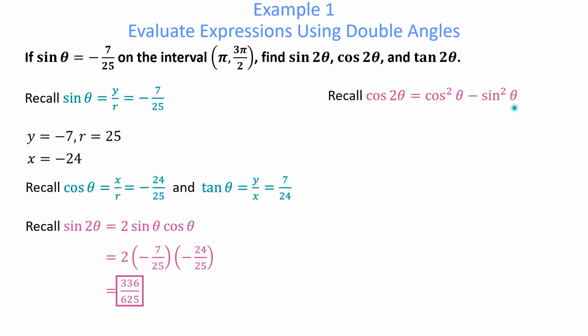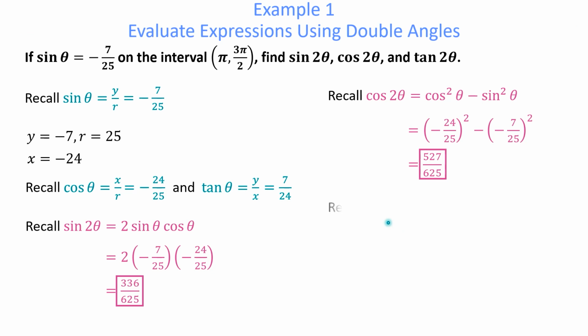And we know what cos theta and sine theta are, so we'll simply substitute into here to give us the following. And when we compute this, we'll have the simplified answer of 527 over 625. Now we'll find tan 2 theta.